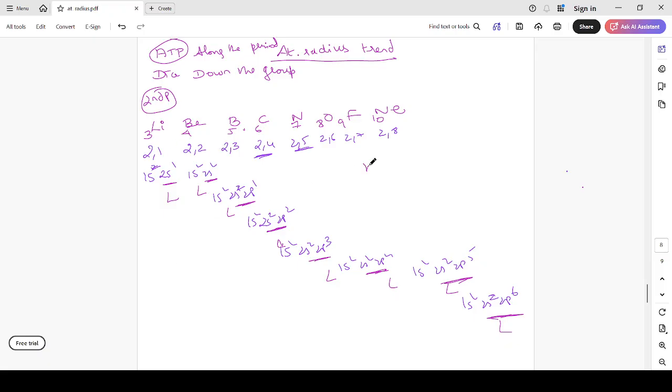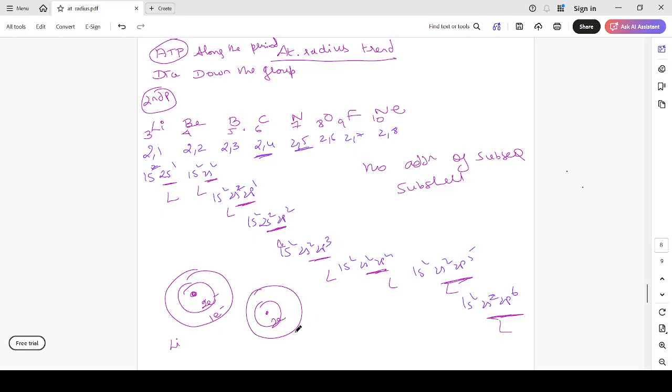So here there is no addition of a subsequent shell. I didn't put my electron into the third shell. Still my electrons are in the second shell itself. I have a nucleus. If it is lithium, there are 2 electrons here and 1 electron present here. For beryllium, 2 electrons here and 2 electrons in the second shell. Again in boron, 2 electrons here and 3 electrons in my second shell.